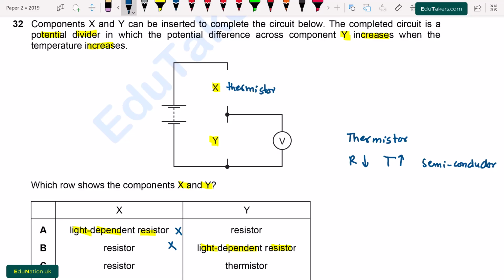So when the thermistor is attached at X, then if the temperature increases, the resistance of the thermistor decreases, and also the potential difference decreases because of the potential divider. R1 over R2 is equal to V1 over V2. So if the potential difference across the thermistor decreases, then on increasing the temperature, the potential difference across the resistor also increases. That is the Y component. So at Y, there should be resistor.